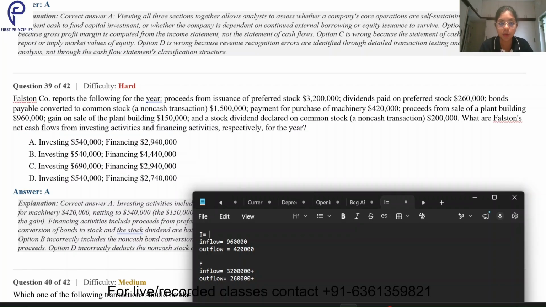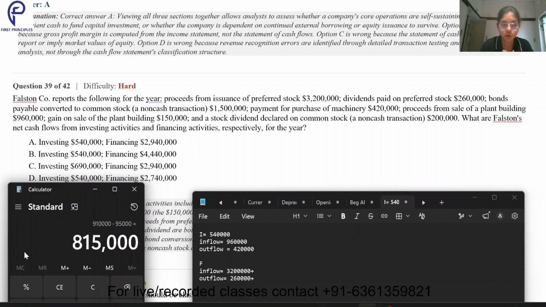So let's calculate my investing and financing activity. For my investing activity, how much is it? 9,60,000 minus 4,20,000. That means I am getting 5,40,000. I am getting 5,40,000 as my investing activity. So I am seeing option A, B and C, all three have 5,40,000 as the investing activity. Let's calculate the financing activity. So for my financing activity, I will take 3.2 million. From this I will reduce what?